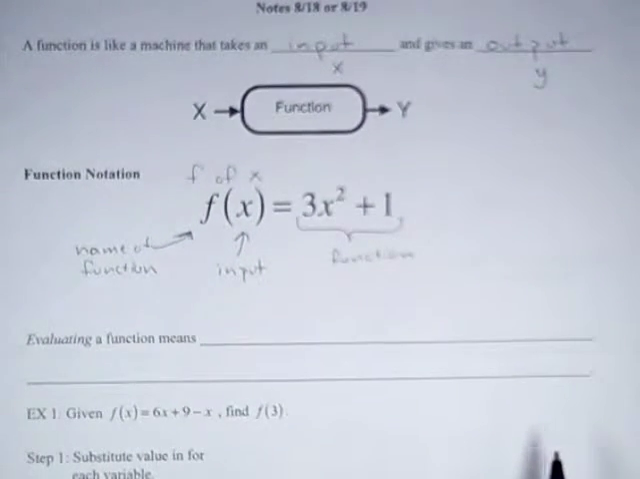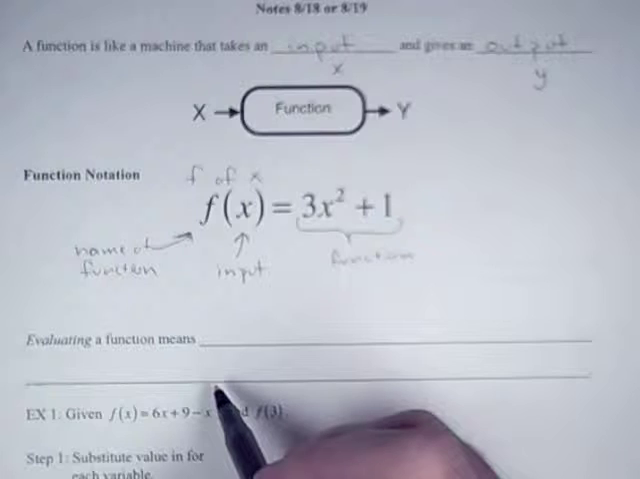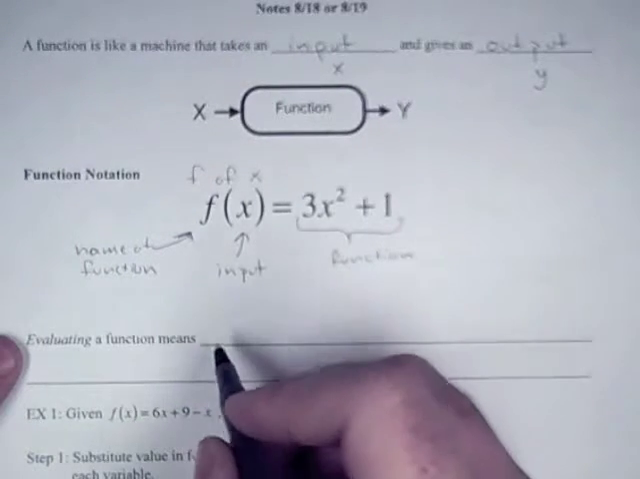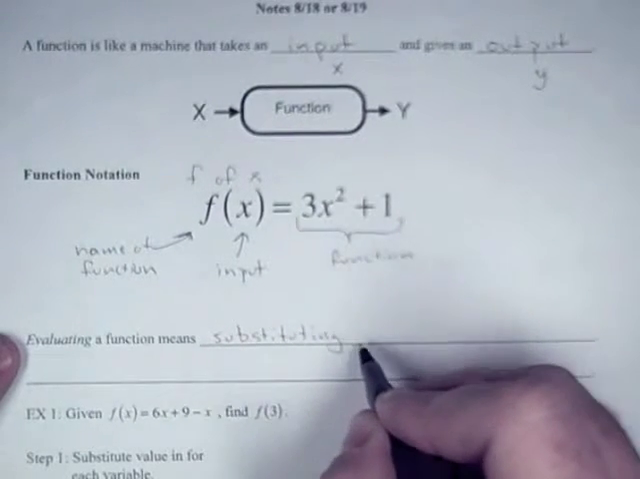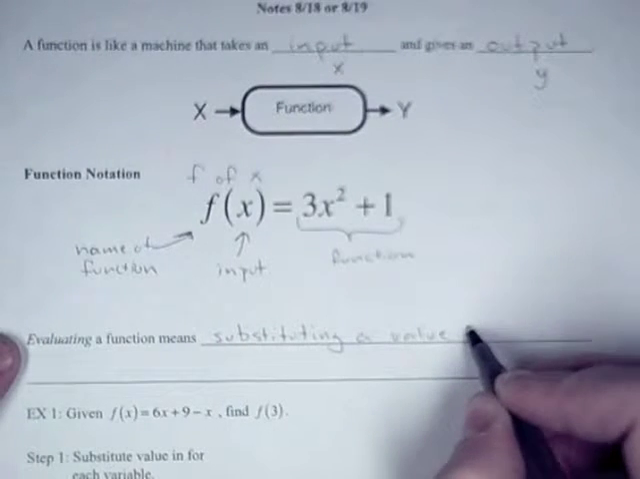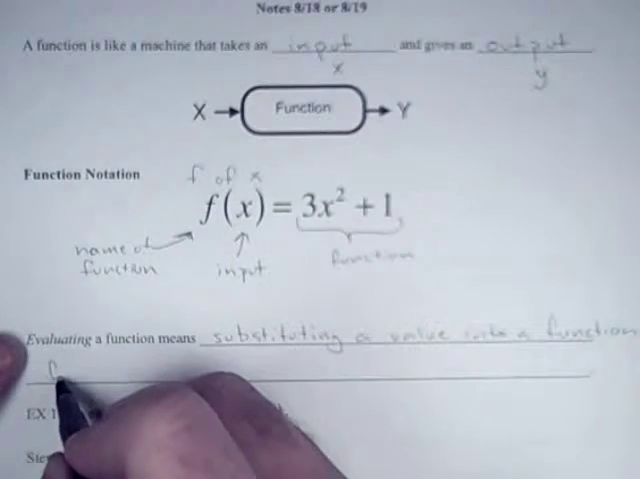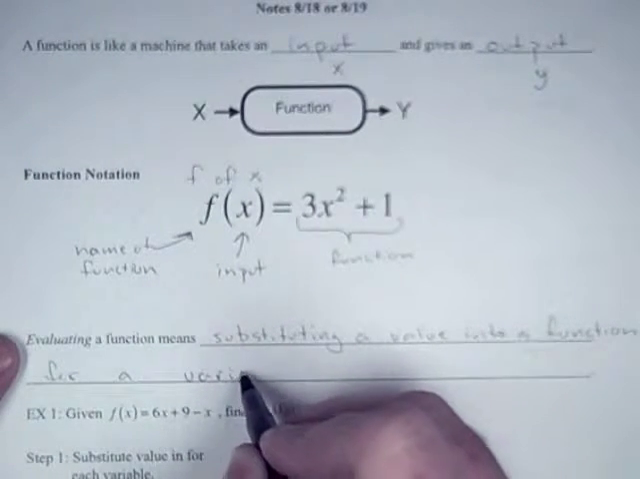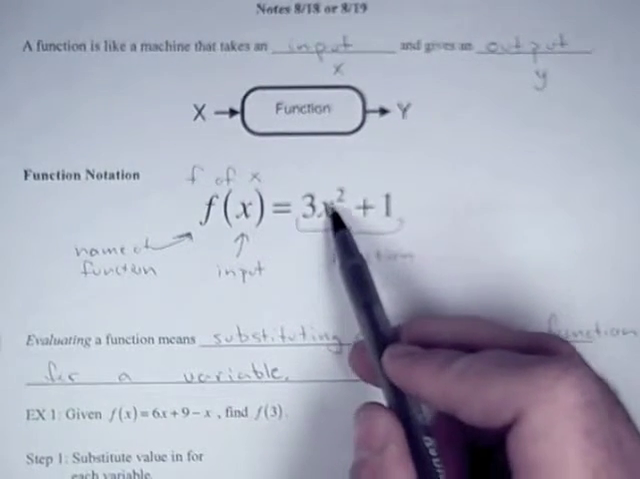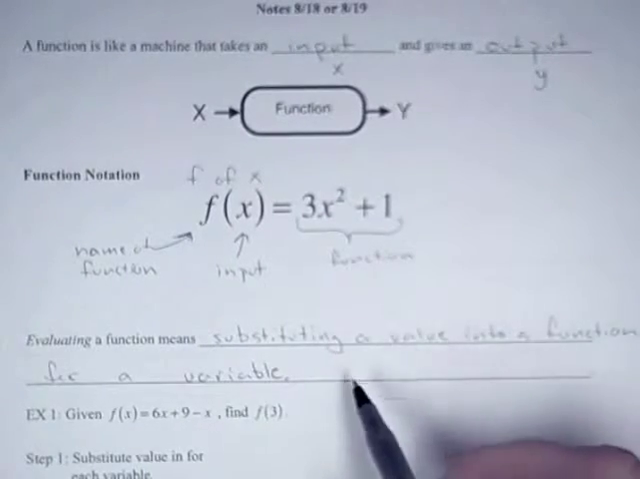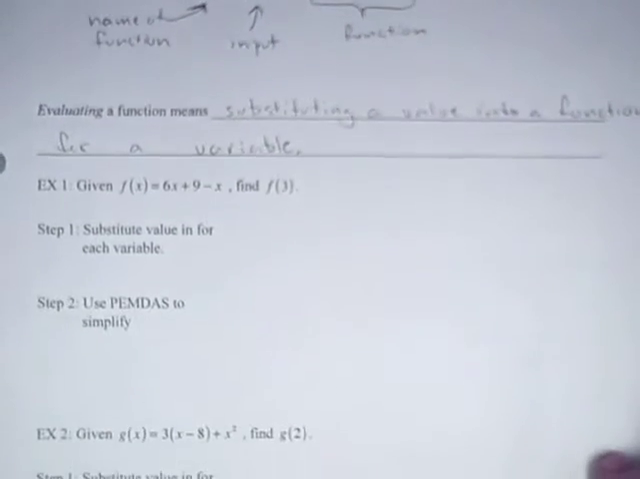Well, evaluating a function, which is what we're learning, is basically a fancy way of saying plugging a number into a function. So evaluating means substituting a value into a function for a variable. So the variable in this function is x, and the input would be the value that we would substitute in for x. You're going to find a problem something like this.